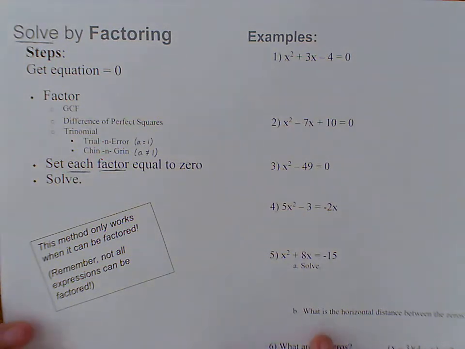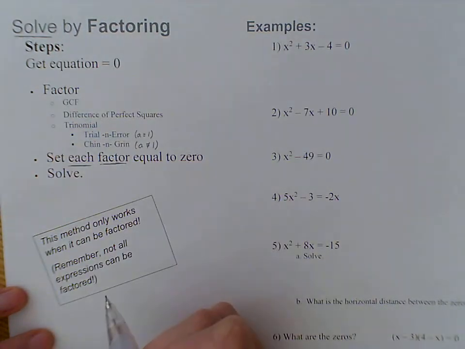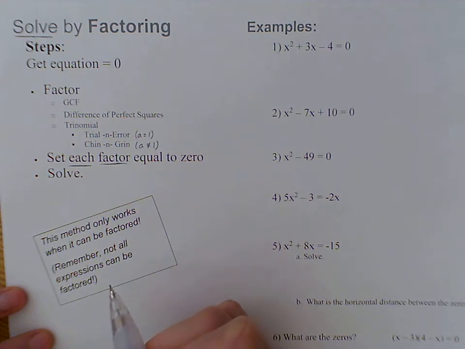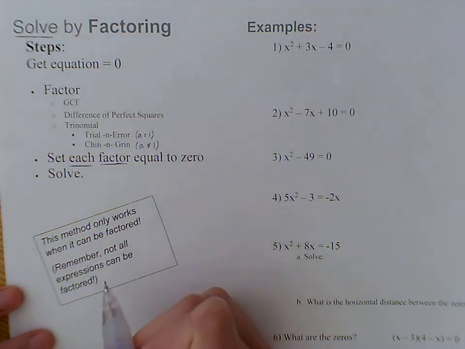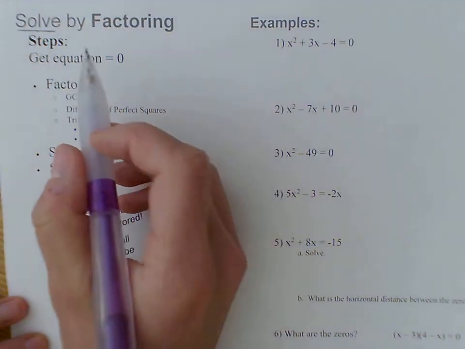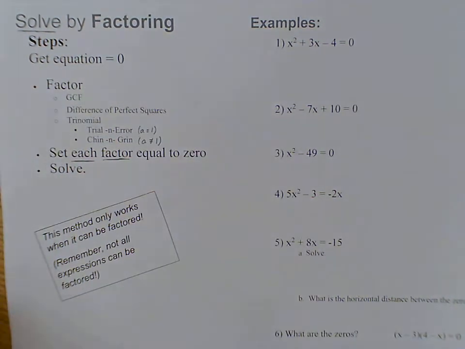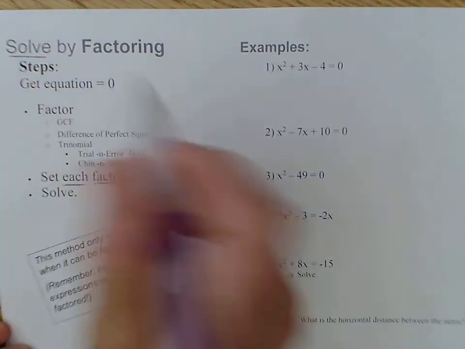So when does this work? The only time that you can solve a quadratic by factoring is if it can be factored, because remember, not everything can be factored. If you try to factor it and it doesn't work, then you're going to have to solve it using a different method. There are several different ways that you can solve a quadratic, and this is just one of them. We're going to go through a couple of examples so you can see how these steps work in action.